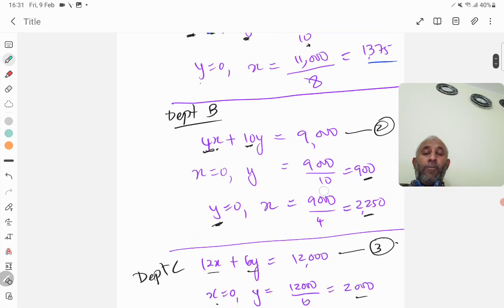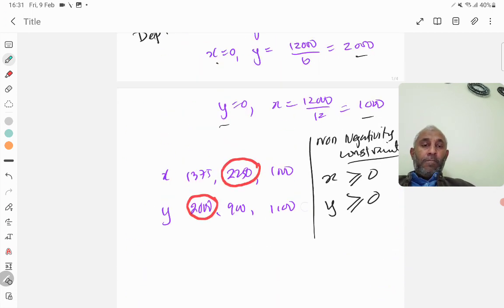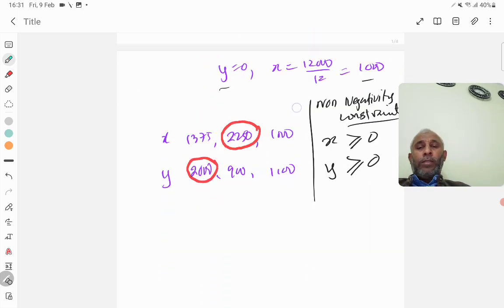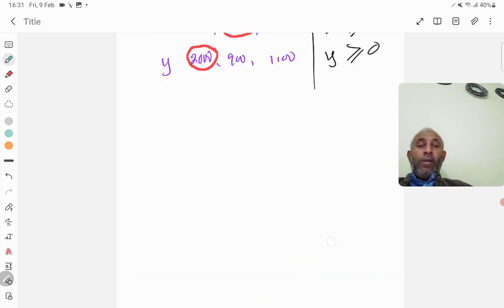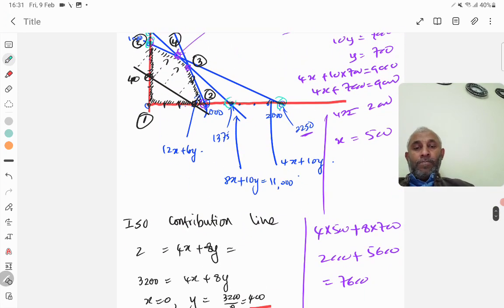Second one, when x is equal to 0, y is equal to 900. One second. No, when x is equal to 0, y is equal to 1100. So that is this. So 1100 is this. And when y is equal to 0, x is equal to 1375, and that is this. That's the first diagram. That is this one.